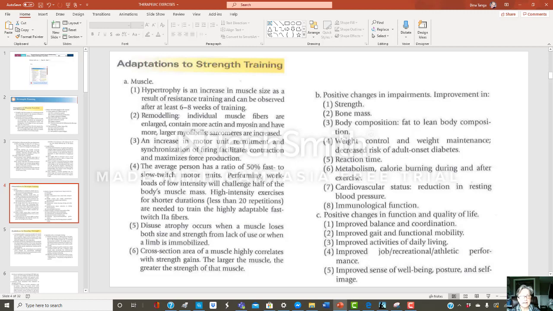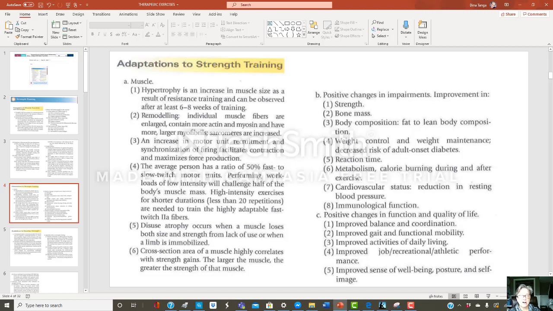The average person has a ratio of 50% fast to slow twitch motor units. Performing workloads of low intensity will challenge half of the body's muscle mass. High intensity exercises for shorter durations, less than 20 reps, are needed to train the highly adaptable fast twitch type 2A fibers.